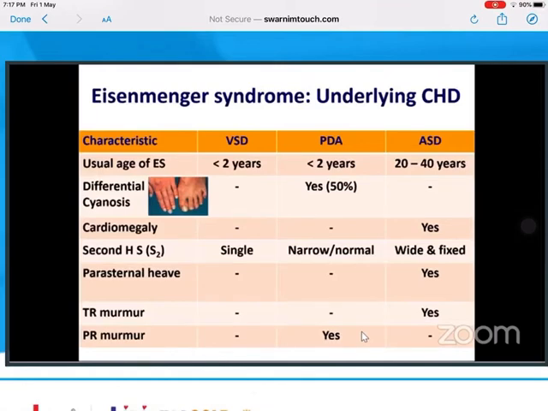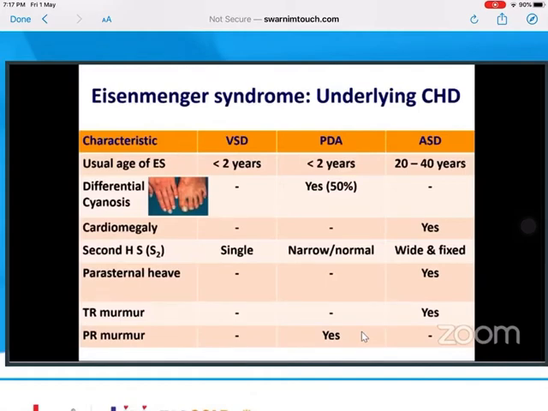Differential cyanosis is very, very helpful if present. But remember, in 50% of PDAs, it is not present. So if it is present, it's very helpful. And you must make sure that you put the right hand with one of the feet to see whether there's differential cyanosis or not. Unless you put it side by side, you may not appreciate the difference very much. Or of course, you can always do pulse oximetry to see the difference.